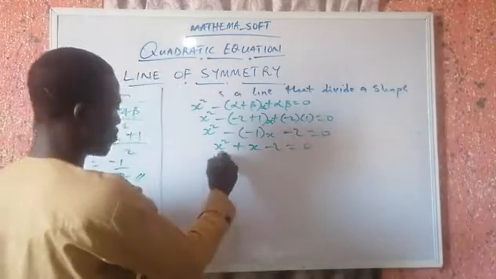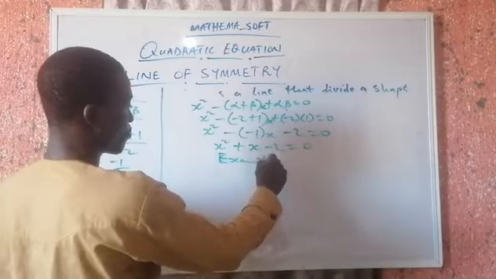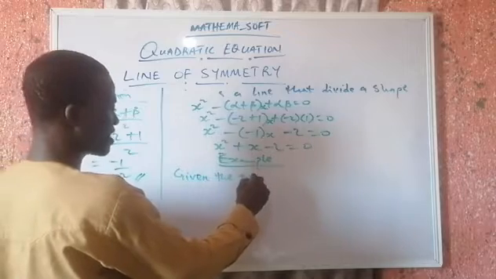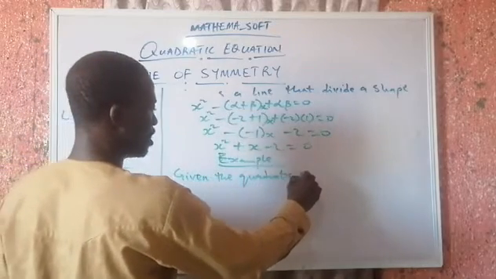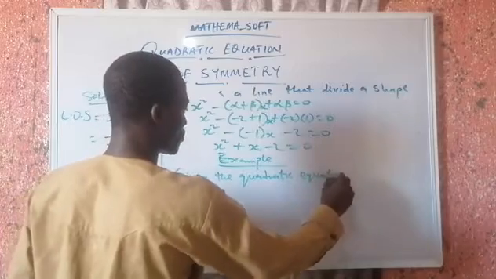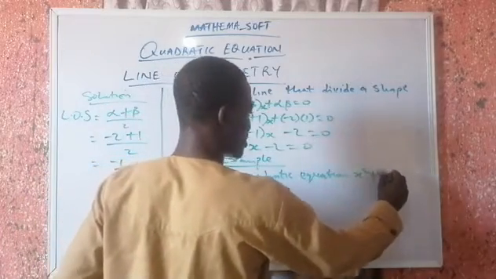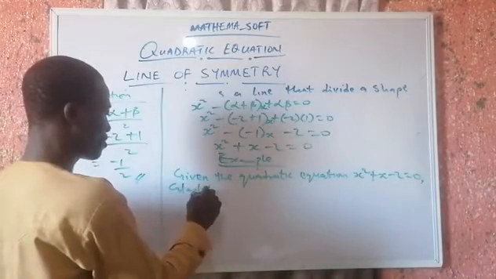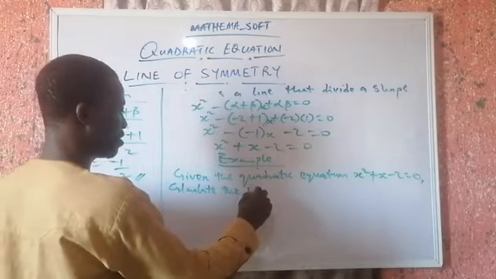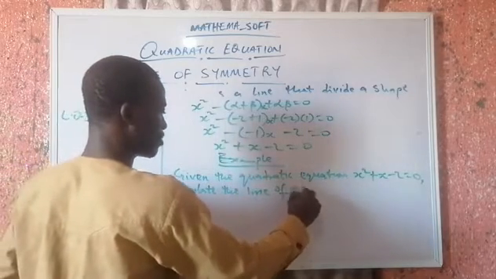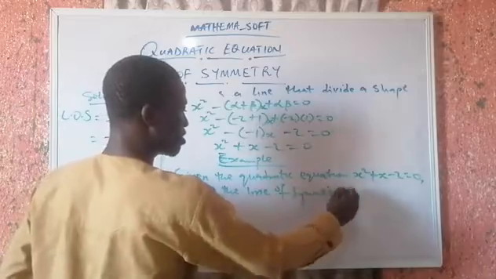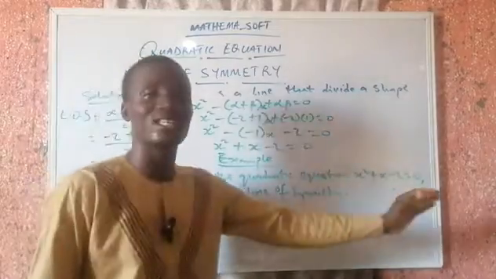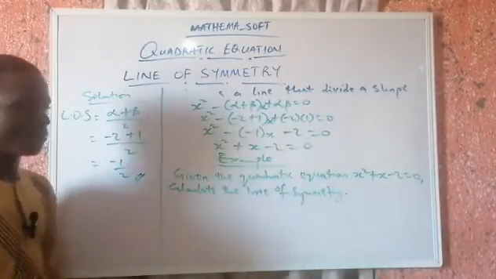So let's take this as a question now. Example: given the quadratic equation x squared plus x minus 2 equals 0, calculate the line of symmetry. So this is a question where we are not being given the roots of the quadratic equation, but we are being given the quadratic equation itself to find the line of symmetry.